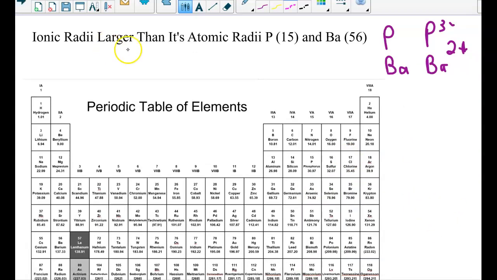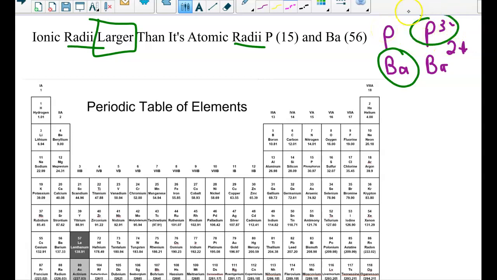Here we have radii versus radii, so we focus on that word larger or smaller. We see larger, so now we're going to apply small cats. That means barium is larger than its cation. Large anions, we know phosphorus is larger. And then we're going to go back into the sentence again and focus on what it's asking: which one has the ion that is larger. So we put phosphorus there, because the phosphorus ion is larger than its atom.